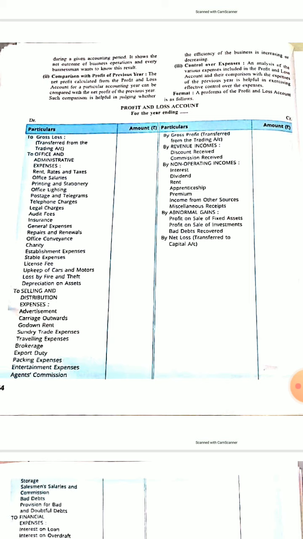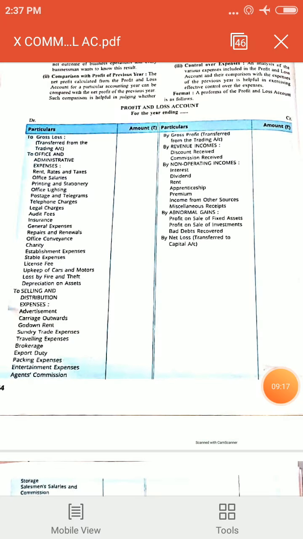Suppose the firm is producing goods and it is lending money to somebody and he pays interest, then these kinds of things are entered in the non-operating income. You don't have to give a head every time. You just write by interest, by dividend, by rent, by apprenticeship premium, by income from other sources, miscellaneous receipts. Abnormal gains, like abnormal losses, are entered separately. Abnormal gains like profit on sale of fixed assets or profit on sale of investment, all these are written in the credit side of the PL account.